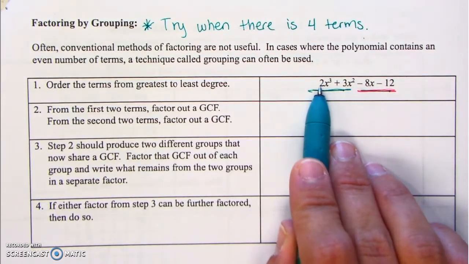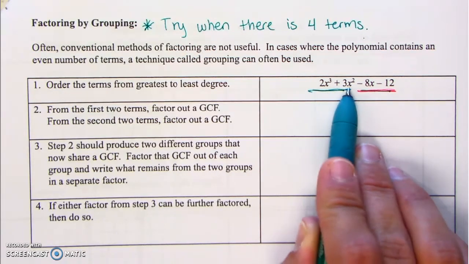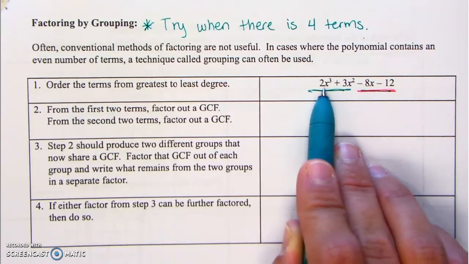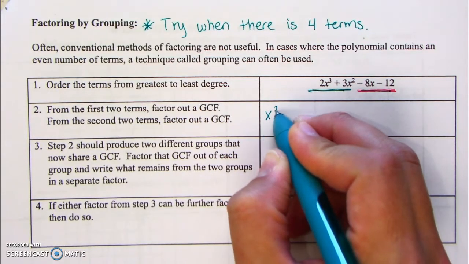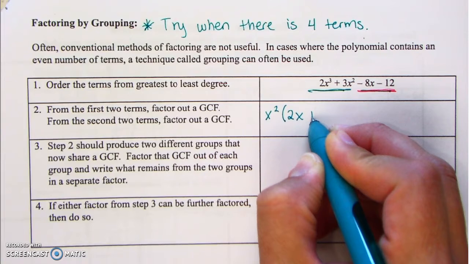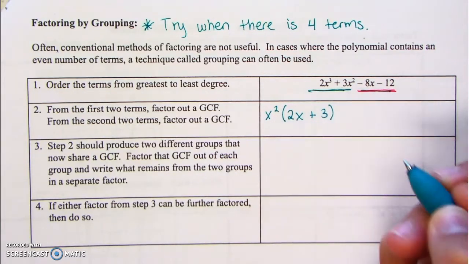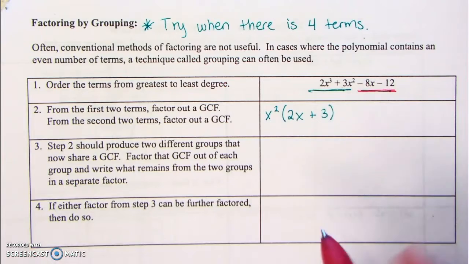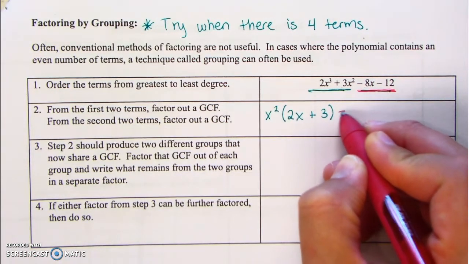So 2 is not a common factor, but x squared, right? They both have an x squared, and 3 is not common. So I can only take out an x squared, and then I will have 2x plus 3 times x squared, so 3. Okay. Now from the back 2 terms, the greatest common factor, hey, if there's a negative here, you got to take out the negative.